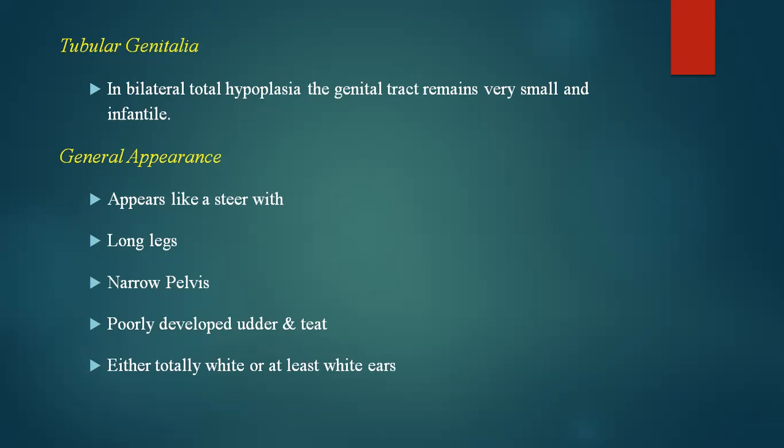General appearance: how will the animal with ovarian hypoplasia look from outside? It will look like a castrated male, like a steer, with long legs, narrow pelvis, poorly developed udder and teeth, either totally white or at least with white ears. So this disorder is associated with white coat color.